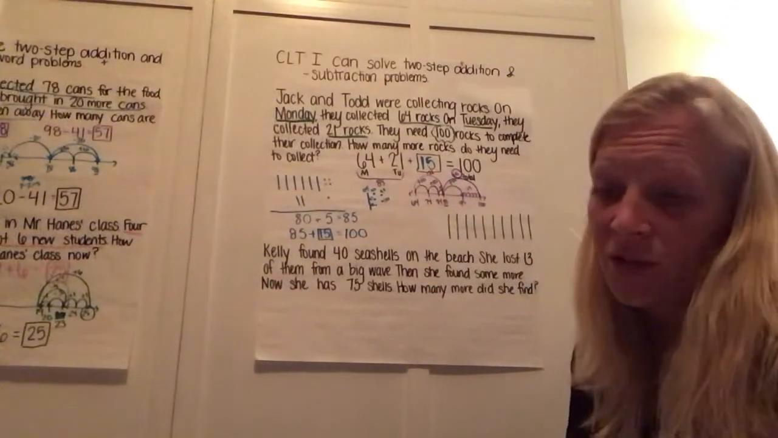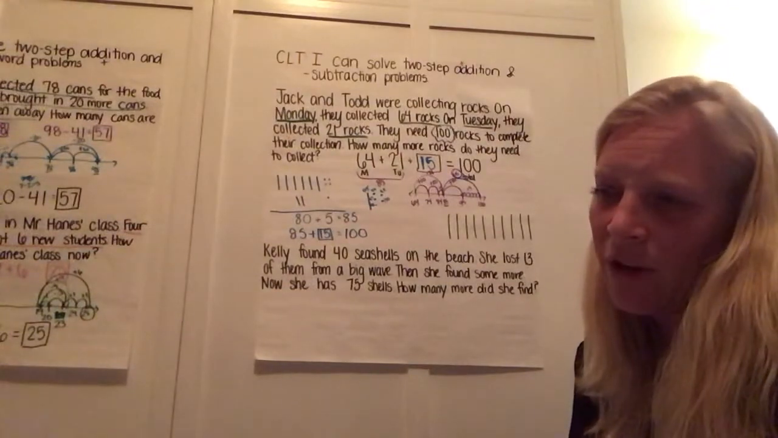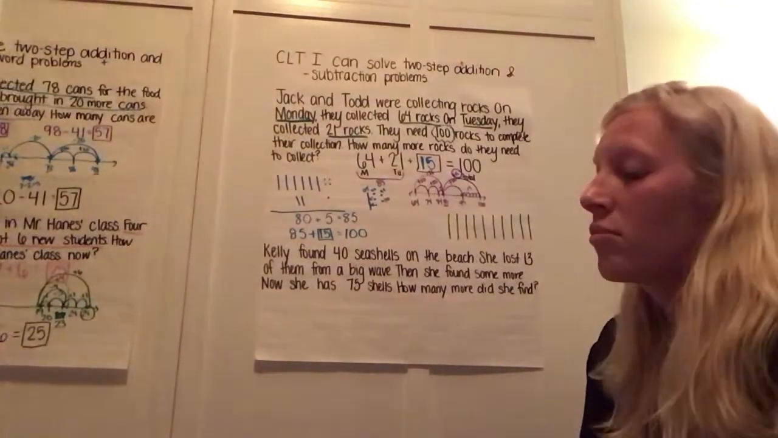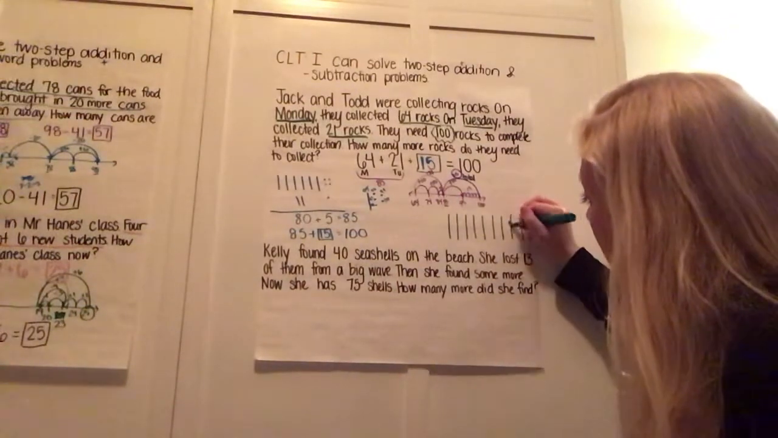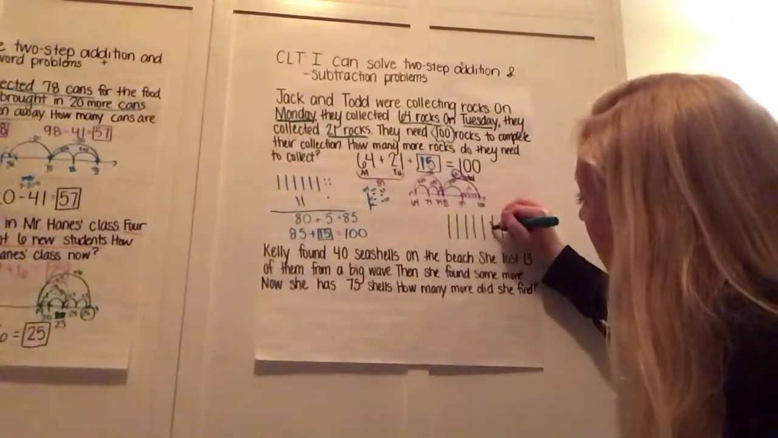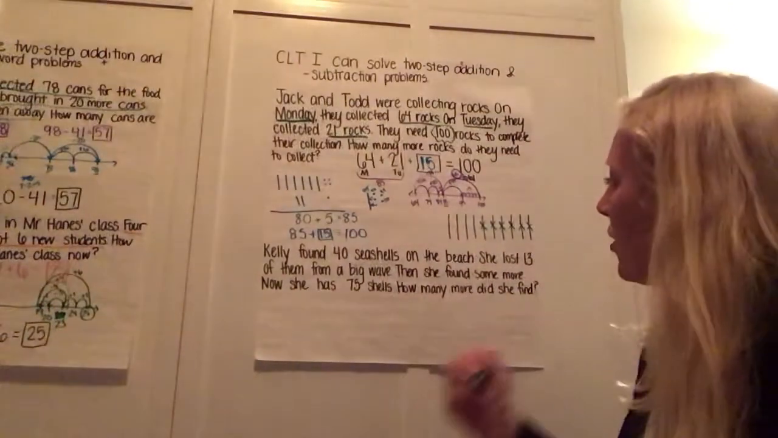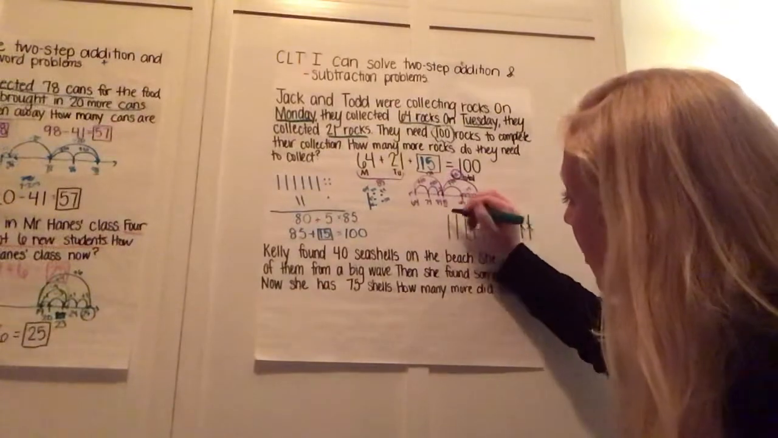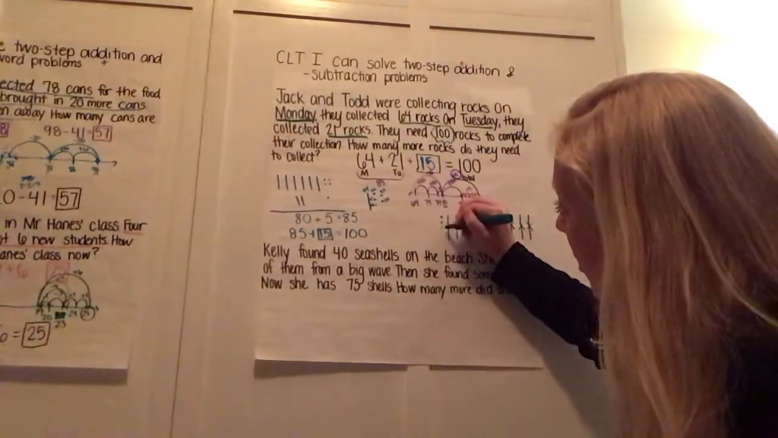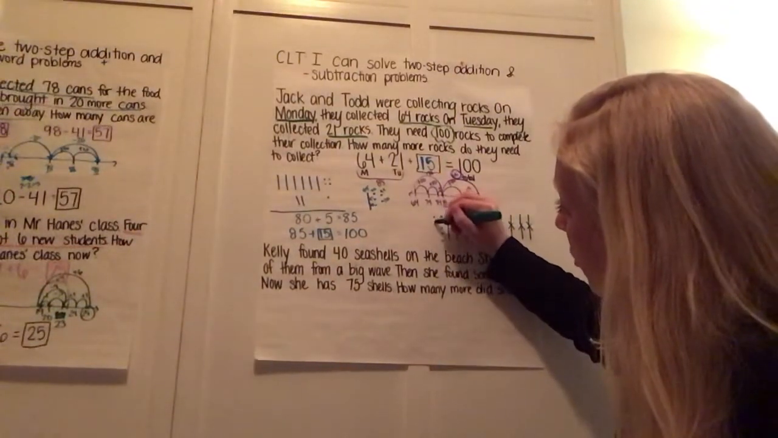So if we start with 100, what are you taking away first? 64, okay? So 10, 20, 30, 40, 50, 60. And how are you going to take away the 4? So you're going to cross one of those out and you're going to do 10 ones. A little regrouping there.